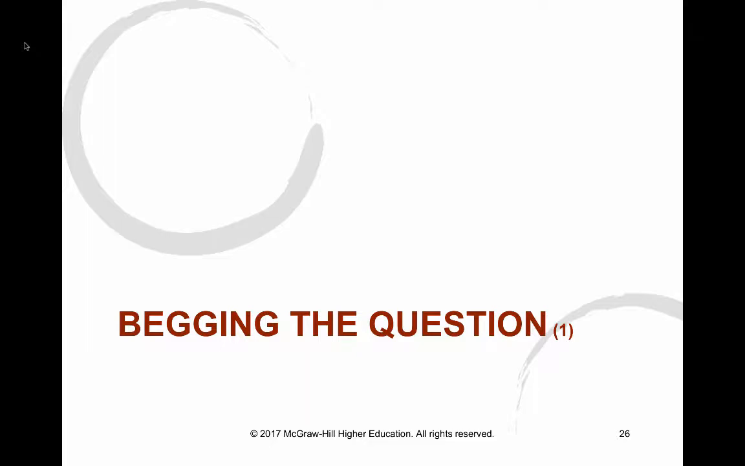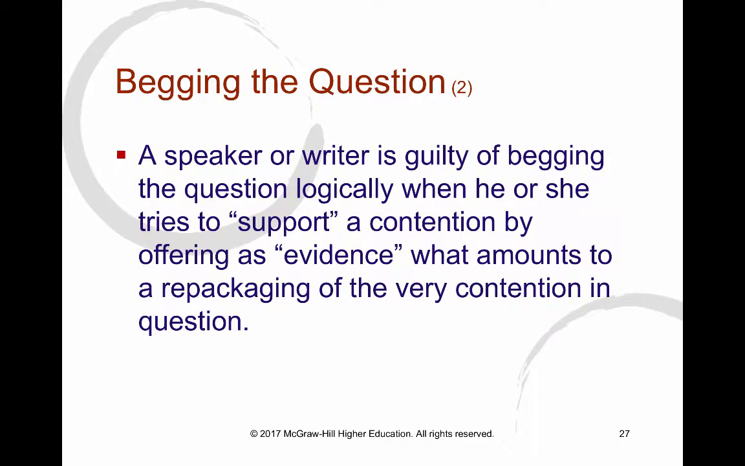Our next fallacy of relevance is known as begging the question. Begging the question fallacy occurs when a person tries to support their conclusion by offering the conclusion as evidence. Basically, what they do is simply restate or repackage the conclusion. If it's done skillfully, you might not even realize you haven't actually been given any evidence.